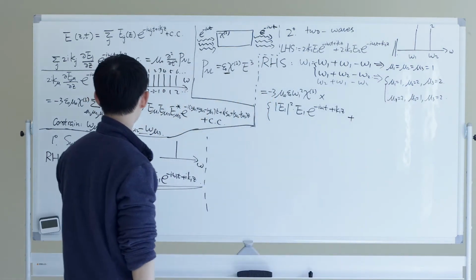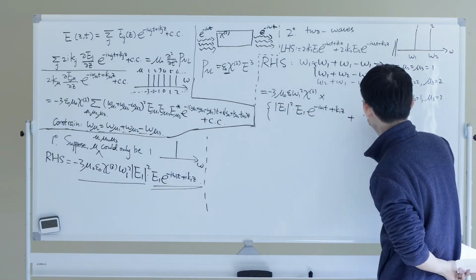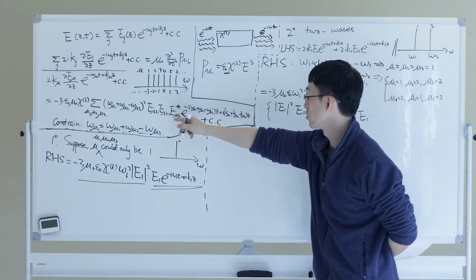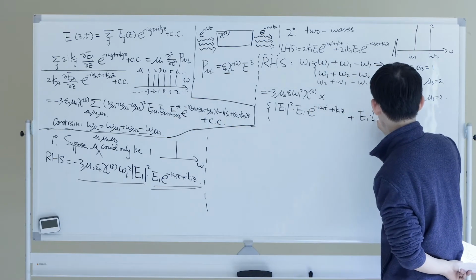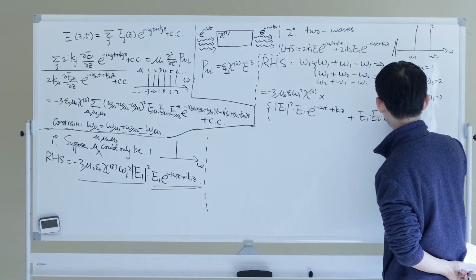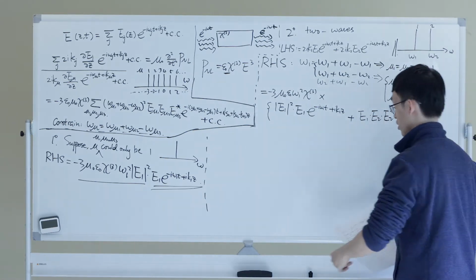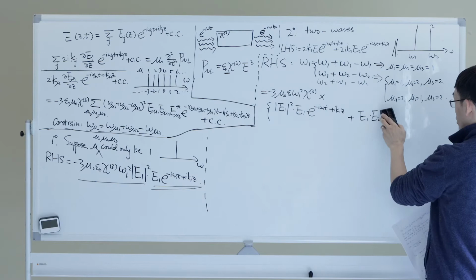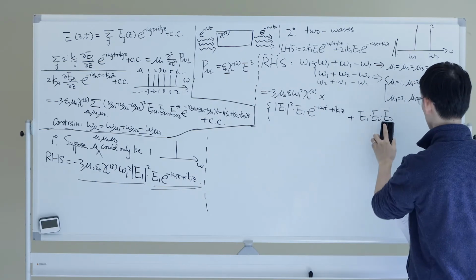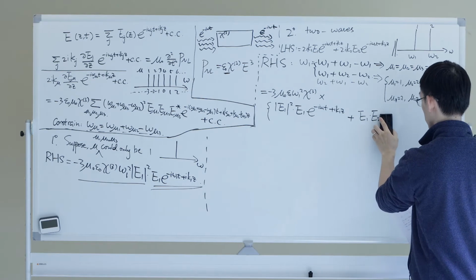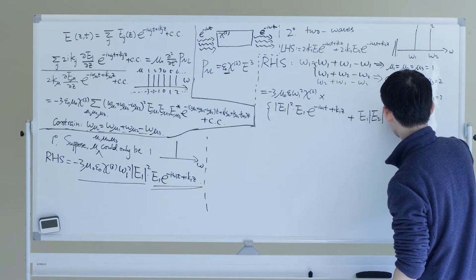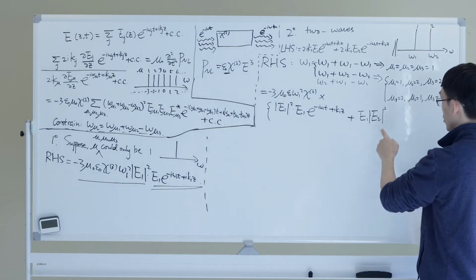Okay, this one would be mu1 equals 1, so E1, mu2 equals 2, so E2, and then mu3 equals 2, E2 conjugate. Because it's E2 times its conjugate, you can simplify this as E2 amplitude square.